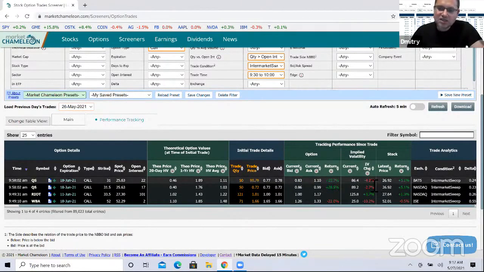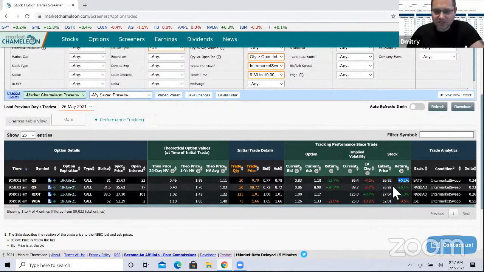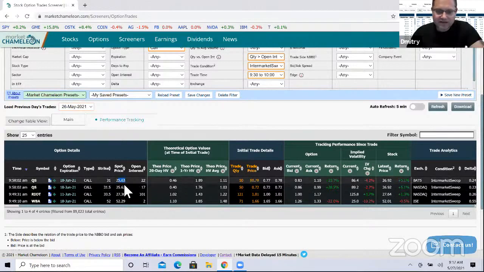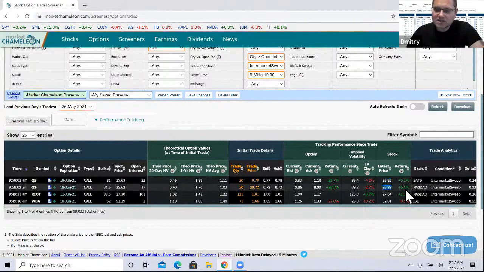The implied volatility did tick down since that trade, down 4.2%, but that stock is up 5.1% from the morning. When these two traded, the stock was 25.63 at 9:58:02. At the end of the day, 26.92, stock up 5.1%. These options are up 23.7 and 28.5, right?